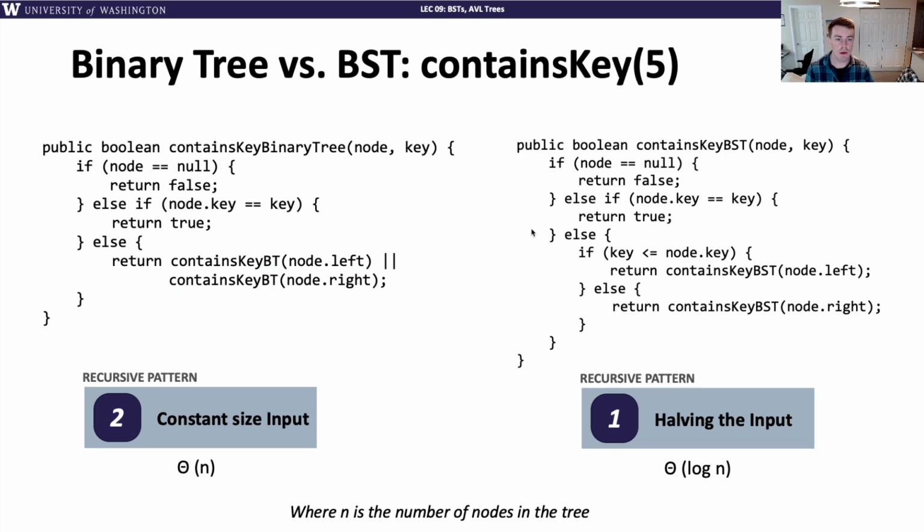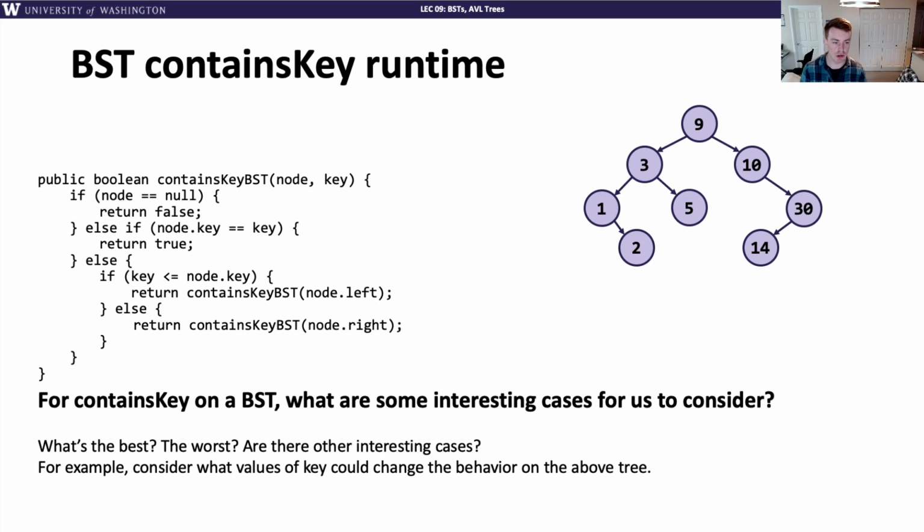Okay, so let's try to be a little bit more rigorous with this. So let's look at that containsKey on the binary search tree. It's pretty clear, since I was hand waving a little bit, that the runtime really depends on a lot of factors here. It's not just the number of elements in the tree, but it's also what data you're looking for, what the tree actually looks like.